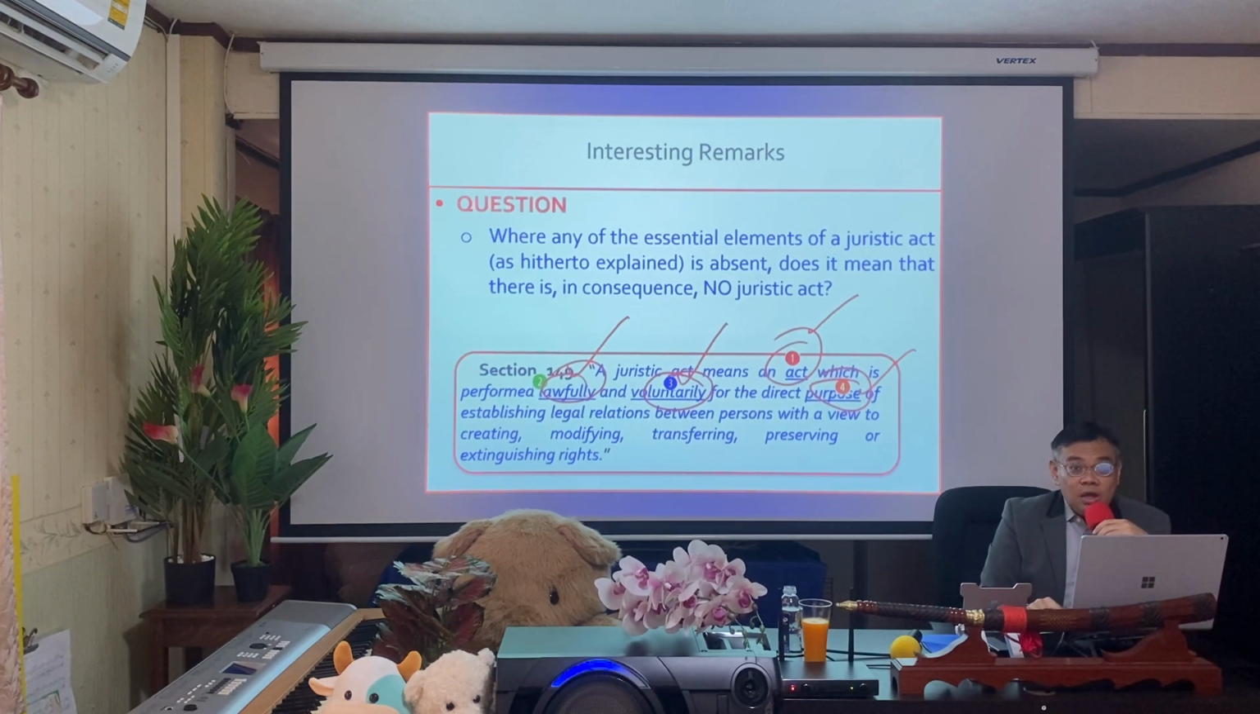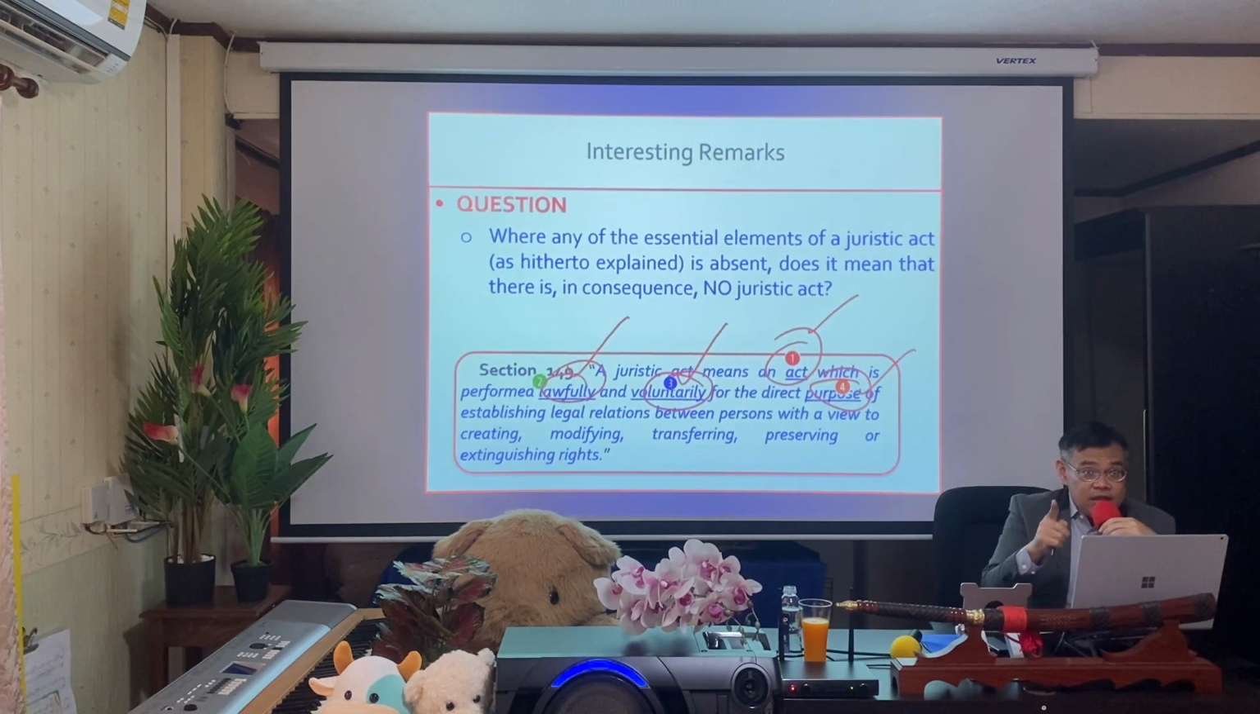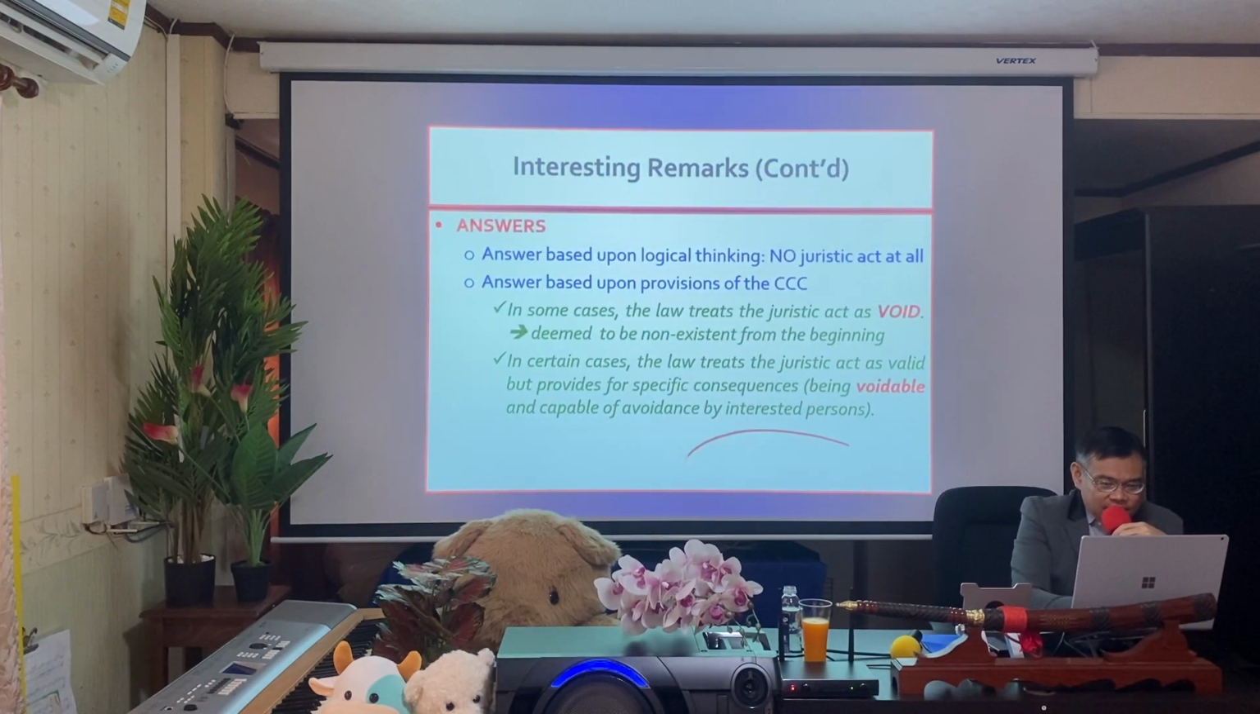Okay, now my question is this. Supposing that any one of these 4 elements is missing, does it mean that there is no juristic act at all? A juristic act consists of these 4 elements.